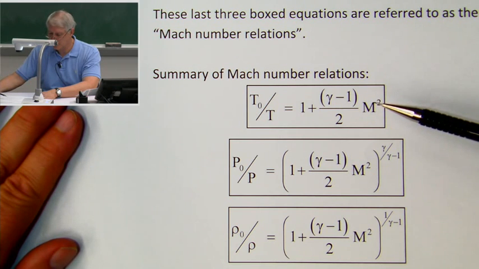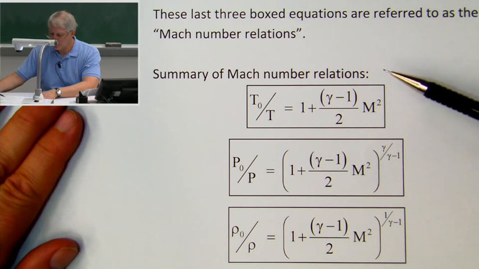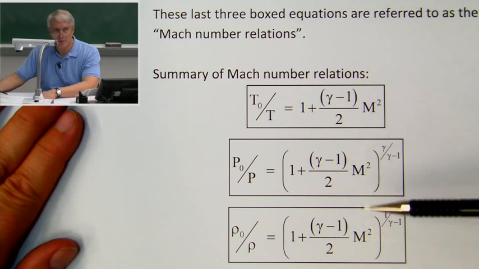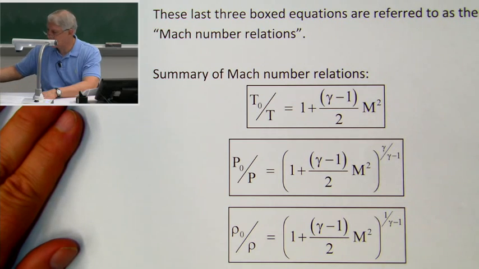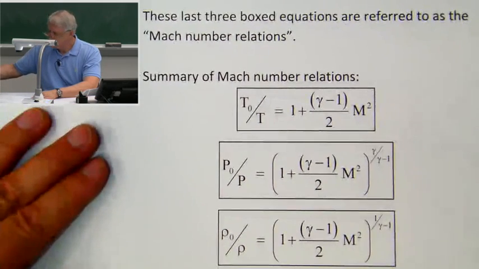We're going to talk about converging nozzles, and then we're going to go to converging-diverging nozzles, and we're going to use these relationships over and over. And so I'll be referring to them as the Mach number relations.